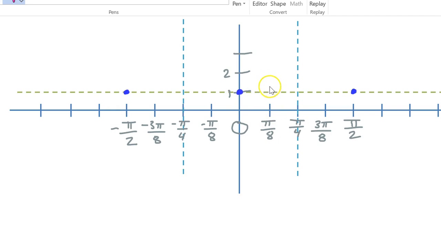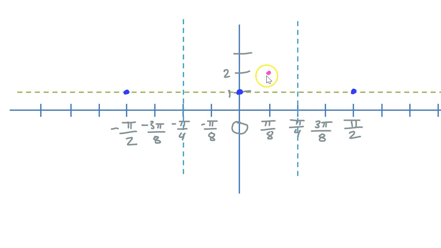So the A value is 1. So right here in the middle, the graph should be 1 above the midline. All right, not at 1, but 1 above the midline. Okay, so it should be here. And on the other side, it should be 1 below the midline. So it should be right here.